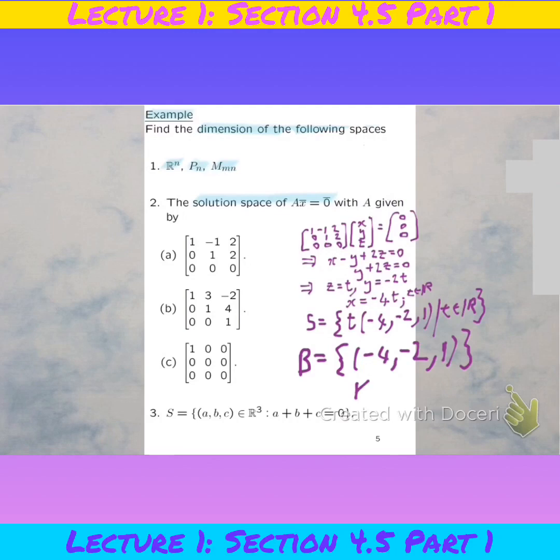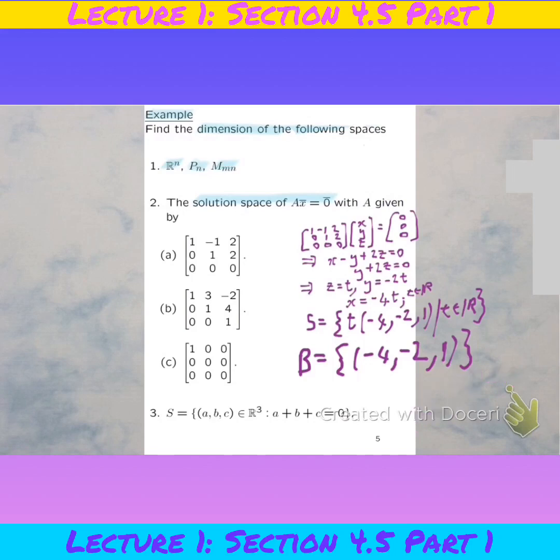K1 times -4, -2, and 1. And the only solution to that equation is when K1 is 0. Okay, so K1 has to be 0. So any set with one non-zero vector is always going to be linearly independent.